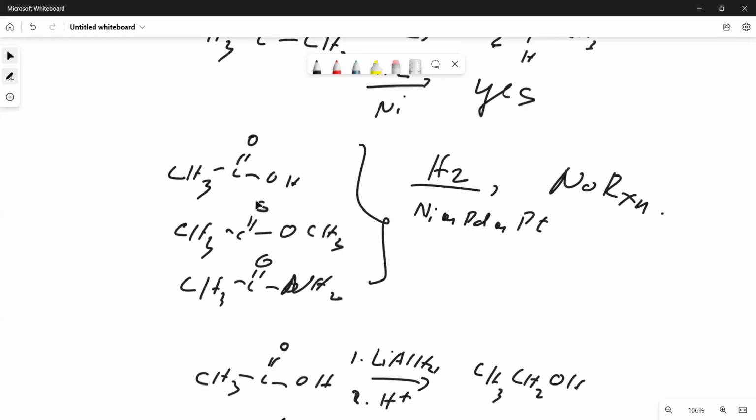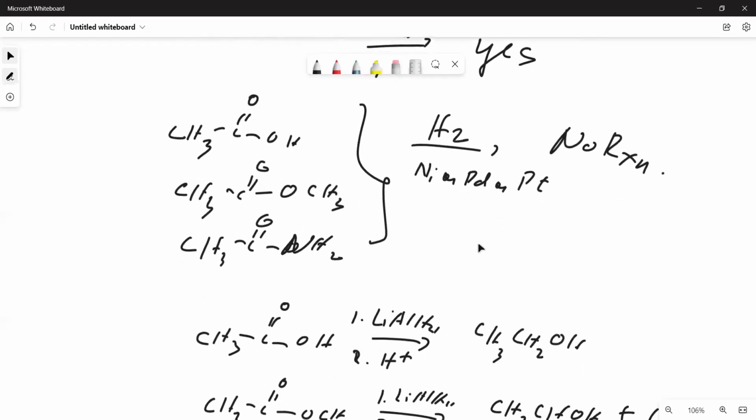Now, how about the carboxylic acid and its derivatives? If you want to reduce carboxylic acid, ester, and amide by hydrogenation using nickel, palladium, or platinum catalyst, they cannot be reduced. I repeat, they cannot be reduced. These carboxylic acid derivatives, but they can be reduced by lithium aluminum hydride. Take note, but they cannot be reduced by hydrogenation.